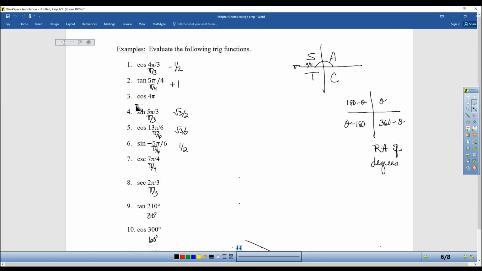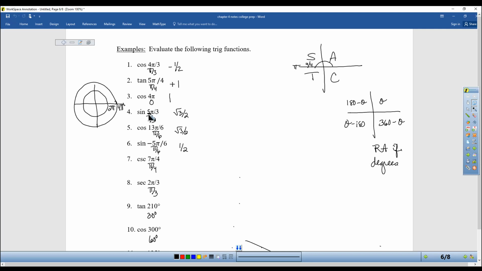All right, I guess we'll finally do number 3. So where's 4 pi? Not everything's going to fit in this nice little mold, right? So there's 2 pi, and if I go around again, there's 4 pi. So it's the same as 0, and cosine of 0 is 1. So sometimes you have to do a little thinking. Not everything is going to fall into this perfect pattern.